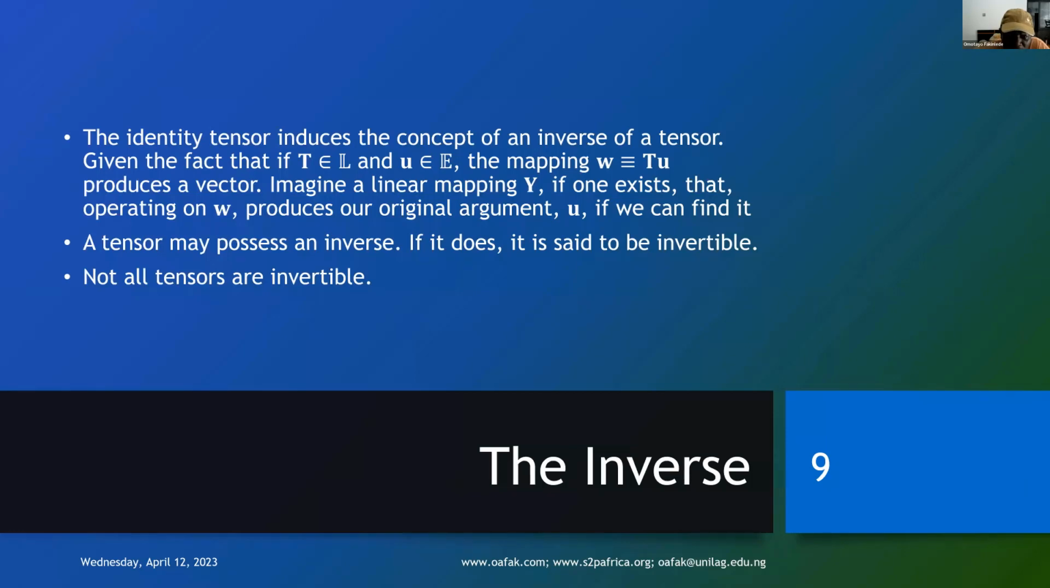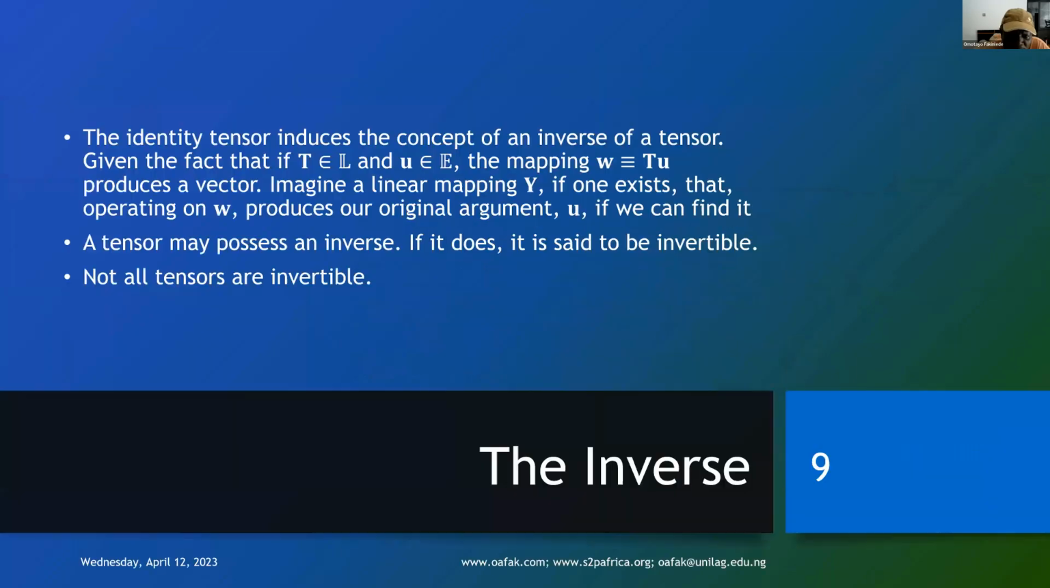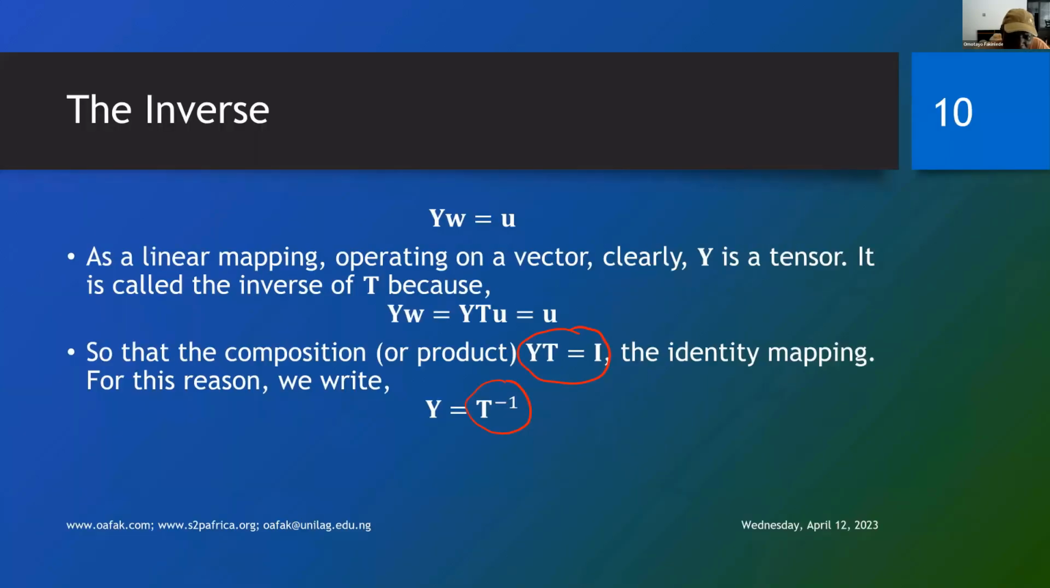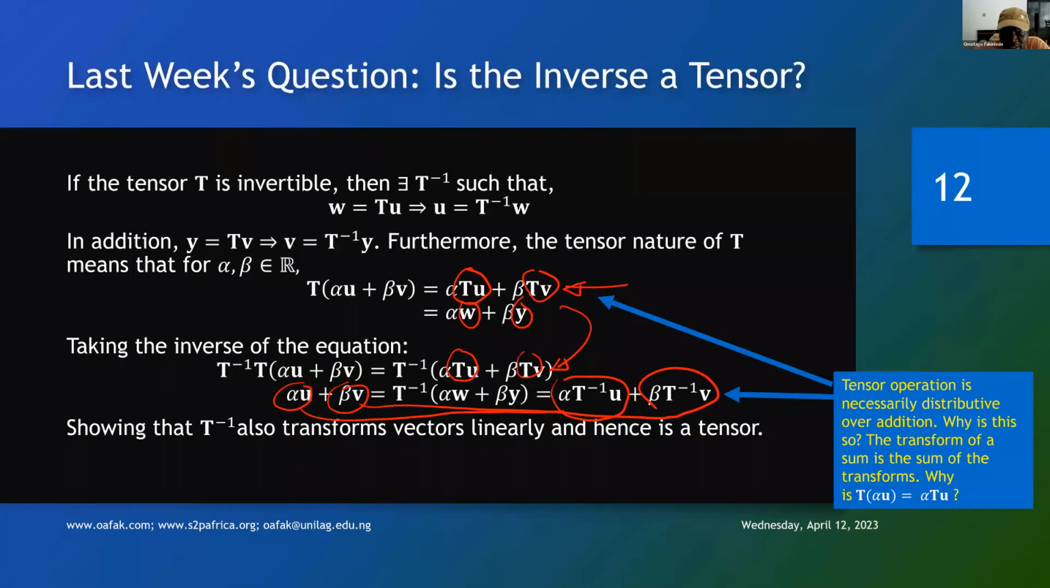We also talked about what happens when you multiply a tensor by a scalar. We defined the issue of inverse for invertible tensors. And then we showed that if tensor Y is the inverse of tensor T, then tensor T is also the inverse of tensor Y. So the reverse is true. From that, we also went into checking whether the inverse of a tensor is really a tensor.